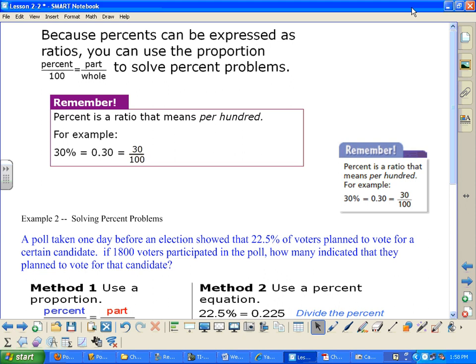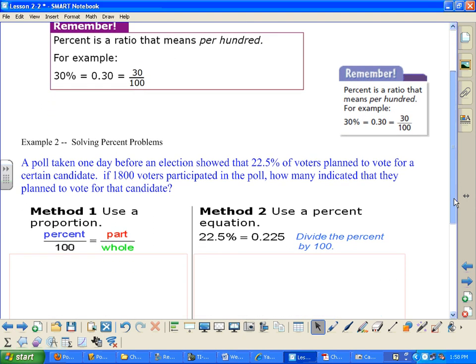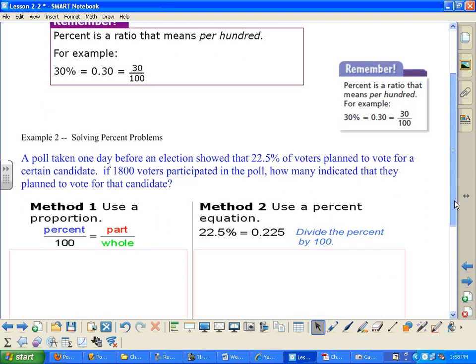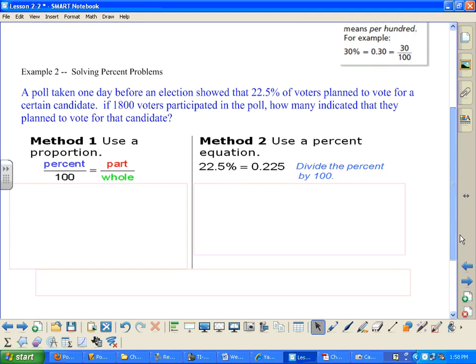Because percents can be expressed as ratios, you can use the proportion: a percent over 100 equals a part over the whole to solve percent problems. So reminder that a percent is a ratio that means per 100. So here we have a percent problem.